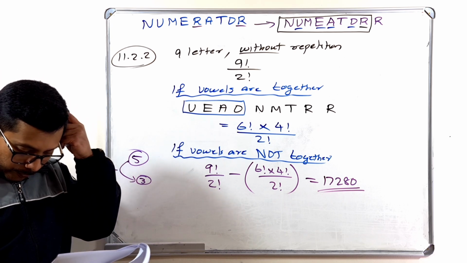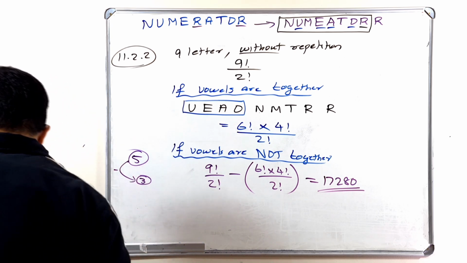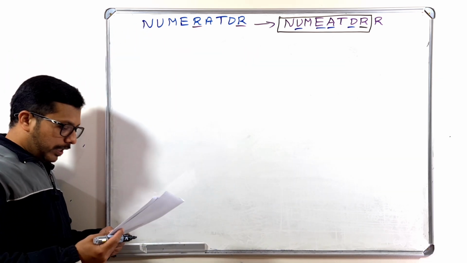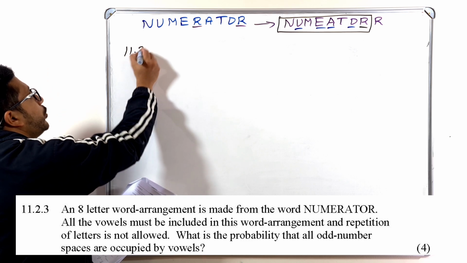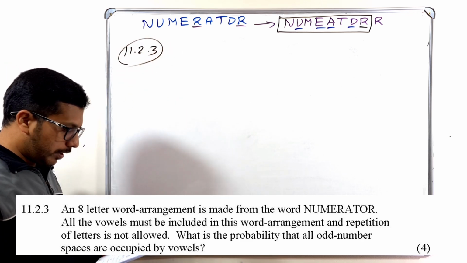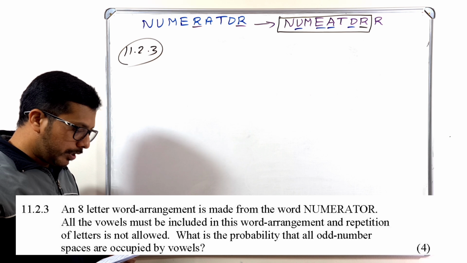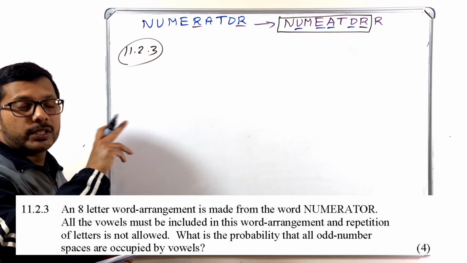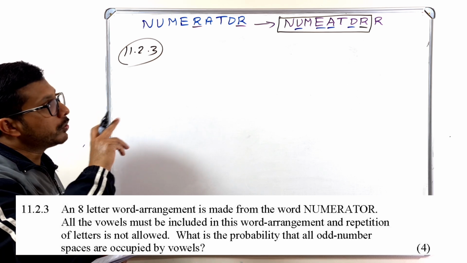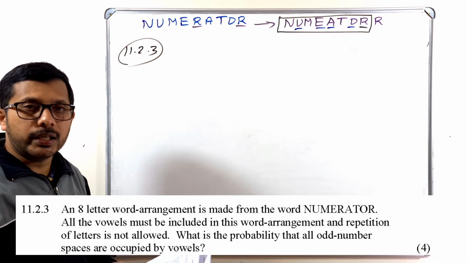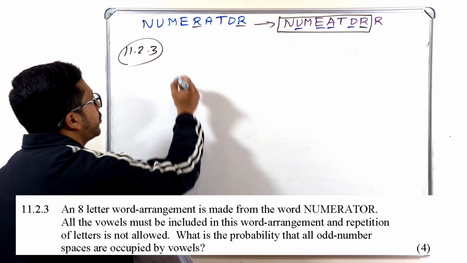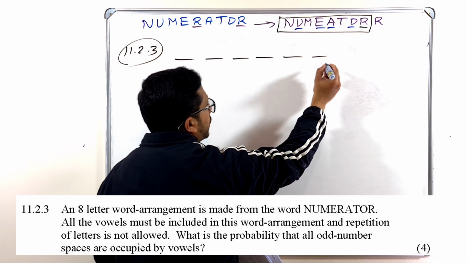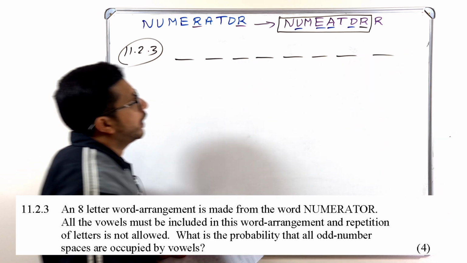Now let's go to 11.2.3. Okay, question number 11.2.3. What is that question? An 8-letter word arrangement is made from the word numerator. So there it is. There how many letters are there? 9 letters. Okay. So using that 9 letters, we are going to make an 8-letter word arrangement. So now the new arrangements only 8 letters. 1, 2, 3, 4, 5, 6, 7, 8. Okay. There are 8 letters.